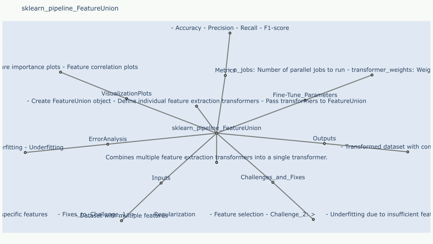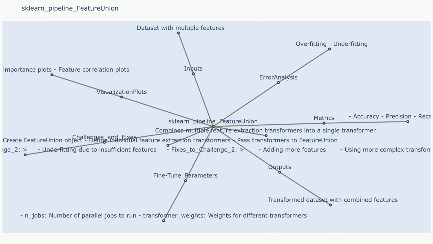Visualization plots. Visualization plot 1. Visualization plots would be related to the data transformed by feature union. You might use plots like histograms or scatter plots to visualize the distribution of the combined features to understand how feature union impacts the data.